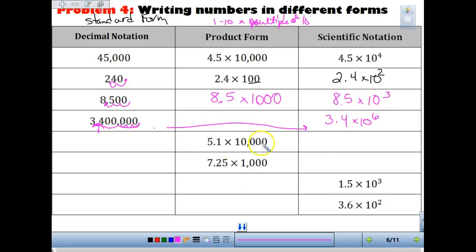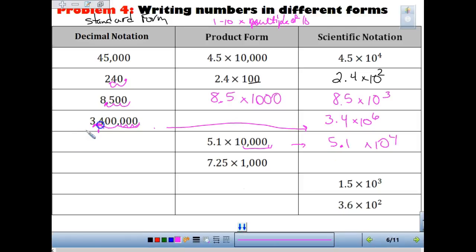If I'm looking at this one, I want to write it in scientific notation. I'm going to keep the 5.1 times. If I'm looking at 10,000, that means 10 to the what power? 10 to the 4th. I now want to change this to scientific notation. When I think of this 5.1, how many places do I need to move that decimal over? 4. I need to move it 4 places.